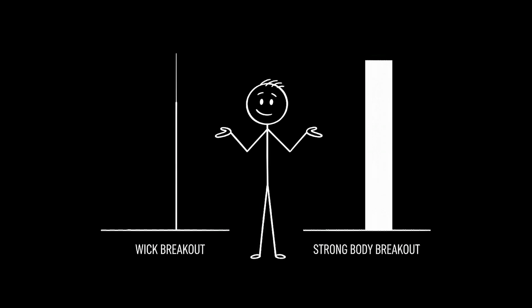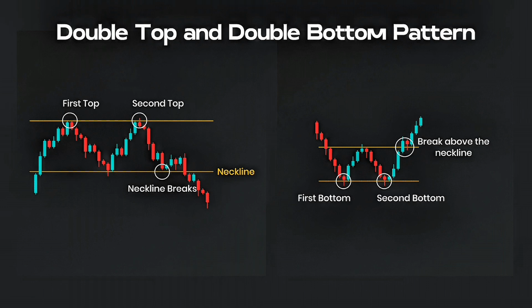The fourth pattern is the double top and double bottom. A double top pattern is a reversal pattern. When the price reaches a high and then pulls back, it goes back to the same high again and pulls back. Buyers tried to break a level twice, but they couldn't. The double bottom pattern is just the opposite of the double top. Price drops to a low, then bounces from there. It tries for the second time and still bounces.